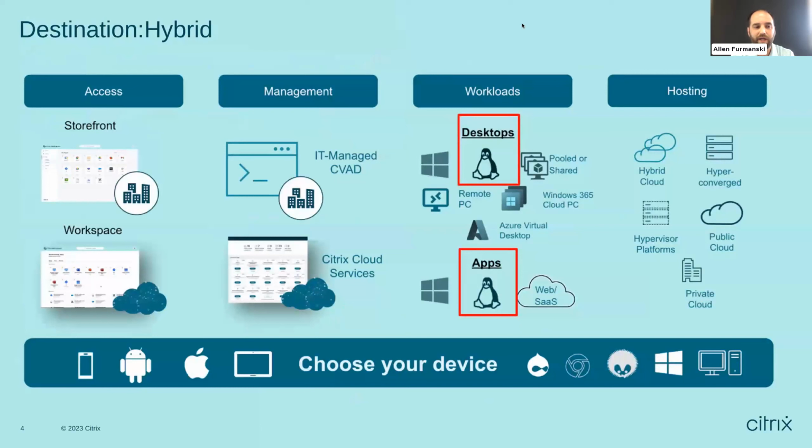So as you can see here, destination hybrid. You've heard this in other webinars, and this is very much our strategy and our focus. When we say hybrid, we mean hybrid clouds, hybrid platforms. We're talking about hyperconverged infrastructures, hybrid approach to accessing resources across both the traditional storefront portal as well as the cloud delivered workspace portal. And then the various Citrix cloud services that we deliver on demand from our management plane, or your own customer managed IT CVAD deployments.